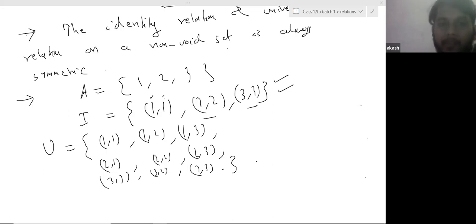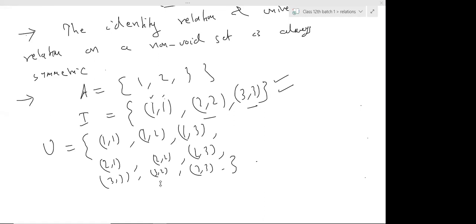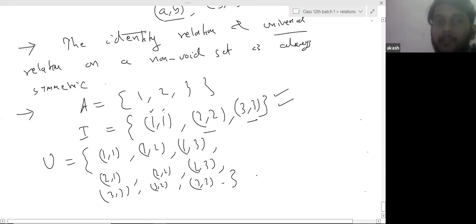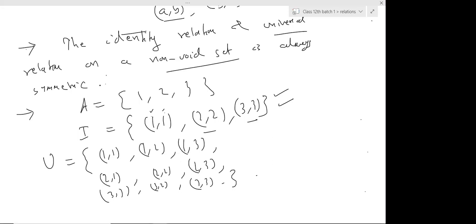All right, I've got 2 answers. All right, Shekhani, what about you? Is this a symmetric relation or not? Yes, sir. This is a symmetric relation. Right, absolutely right. So everyone is correct. This is a symmetric relation. That is why note that the identity relation and universal relation on a non-void set is always symmetric. All right, this is clear to everyone.